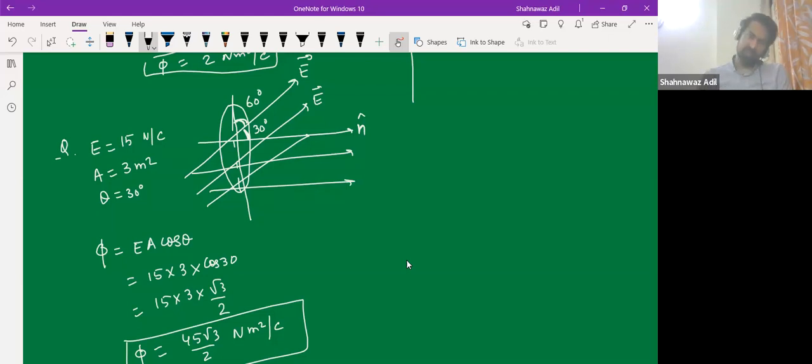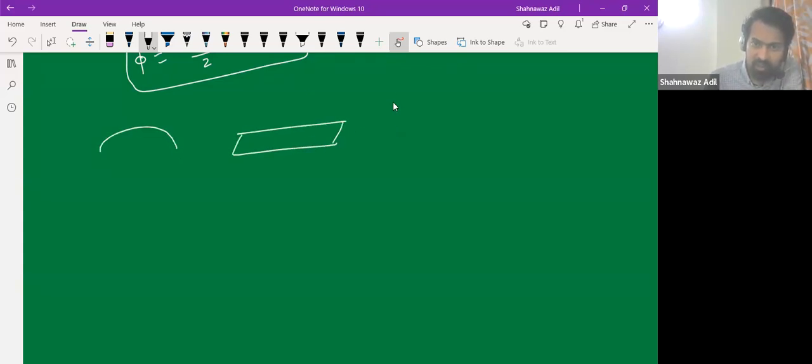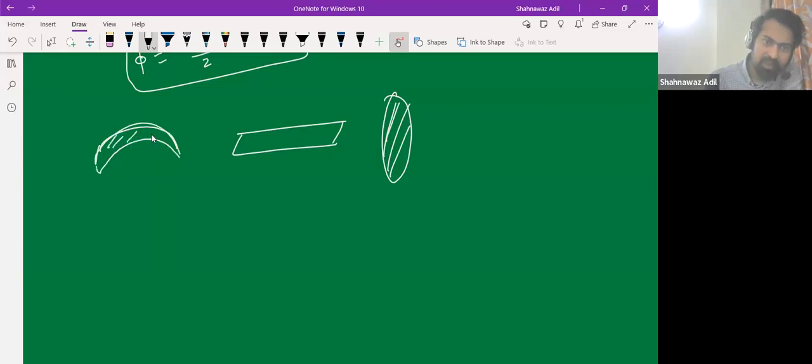Good. Okay, so next, now we know flux, right? We also know the open surface, and we also know the closed surface. So we have this Gauss law, and what does it tell? I wanted to talk about the curved surface. We only talked about these kinds of surfaces, which are not curved. This surface is a curved one.